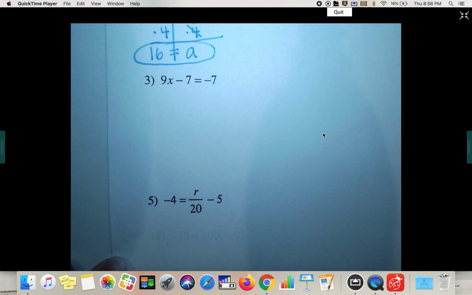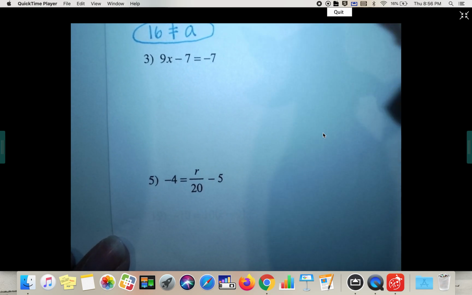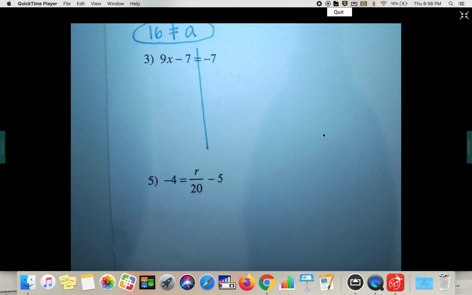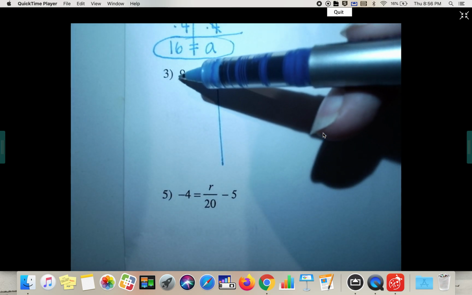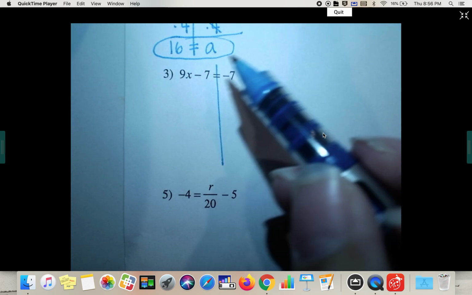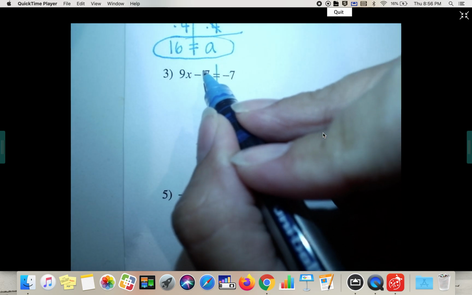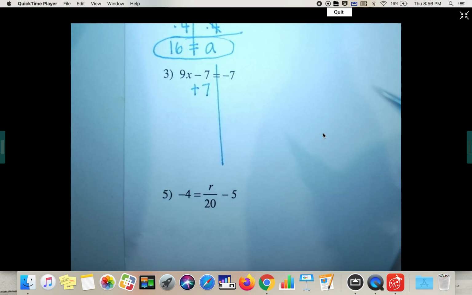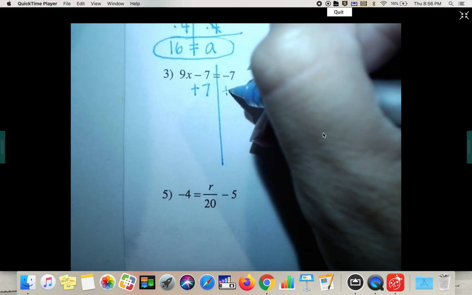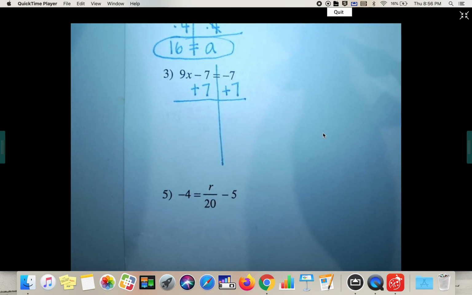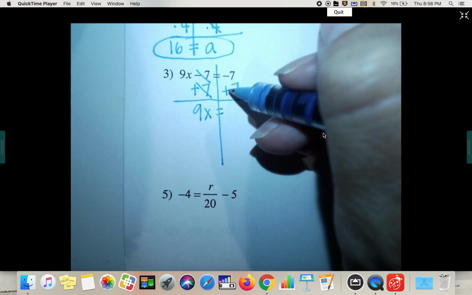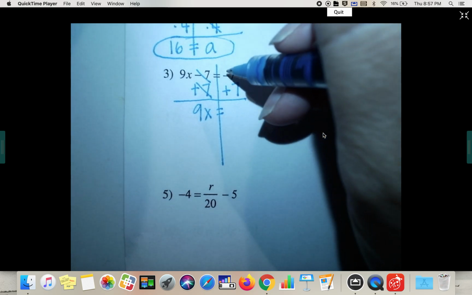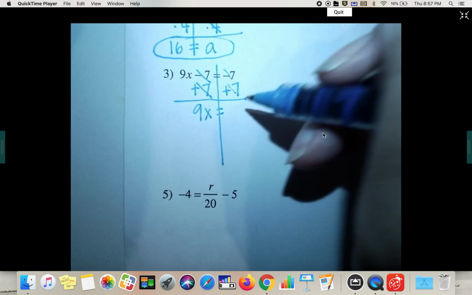Number 3. 9x minus 7 equals negative 7. Remember, anytime you are dividing or multiplying, you need to save that till the end. So get rid of an add or subtract first. If it's minus 7, you are going to do the opposite, which is plus 7 on both sides. Negative 7, positive 7 cancel. It leaves 9x. On the right, negative 7 plus positive 7 cancels. They're opposites, so it would cancel completely out, or it would just be 0.